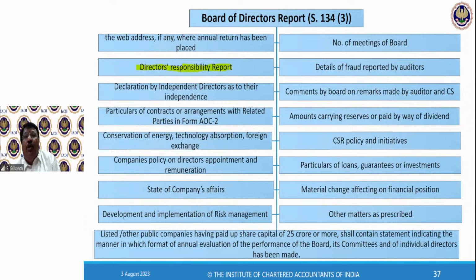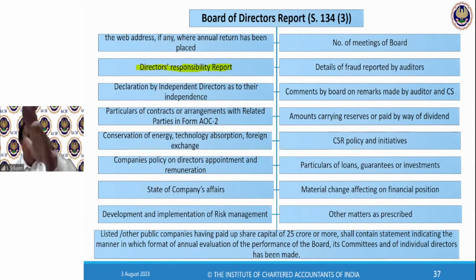Similarly, comments by board on remarks made by auditor and CS, if any. Suppose the auditor has given a qualified report. The directors have to give their remarks on that. Similarly, the company secretary also may conduct a secretarial audit. In some cases, secretarial audit is there. When it is conducted, he may give qualifications, and the board has to comment and say, this is what it is. We are in the process of rectifying, or this action has been taken.